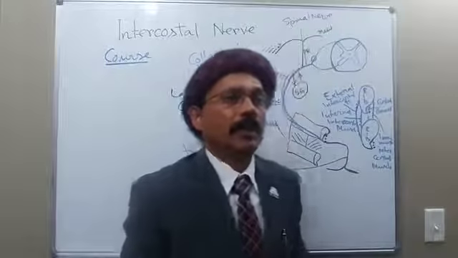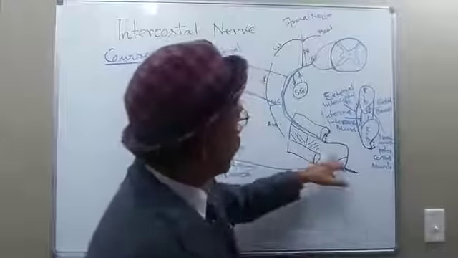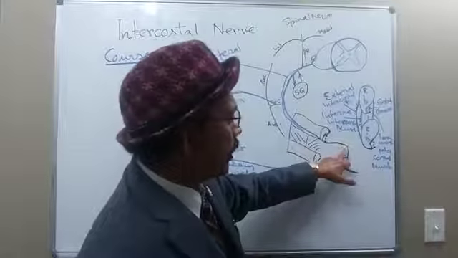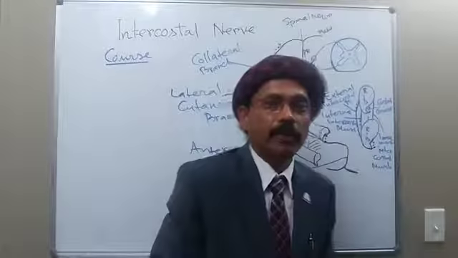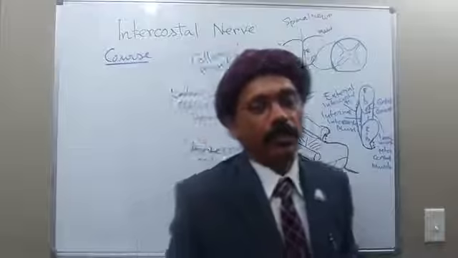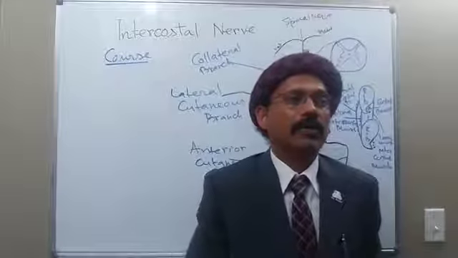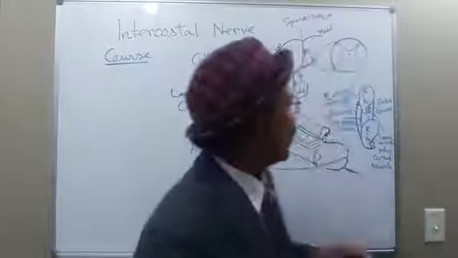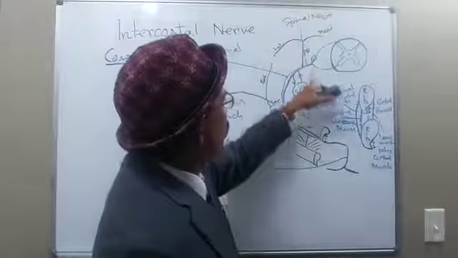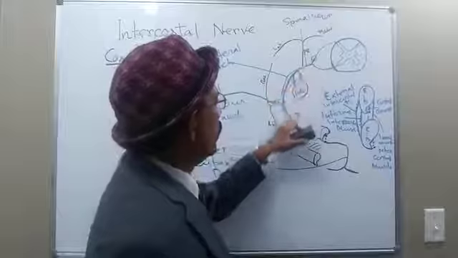Near the sternum, what happens? The anterior cutaneous nerve passes in front of the internal thoracic artery and the sternocostalis muscle. So we got the branches of the intercostal nerve.